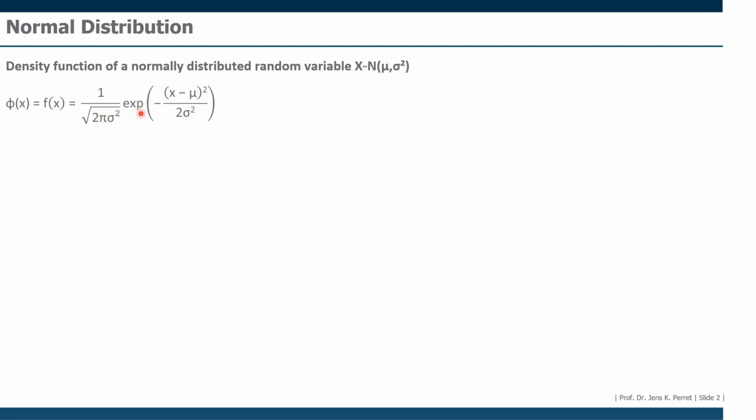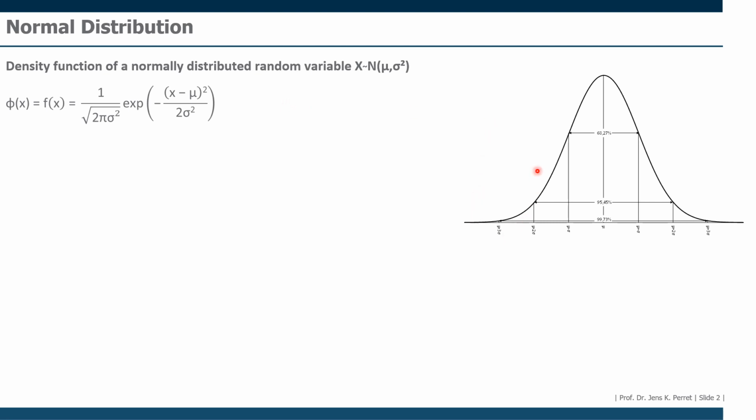And we also see it's an exponential function with a minus here and with a square here. That's what gives it this shape. The values are rather close to the mean and they go in both directions in the same way. So it's a symmetrical distribution with the mean being exactly in the middle.